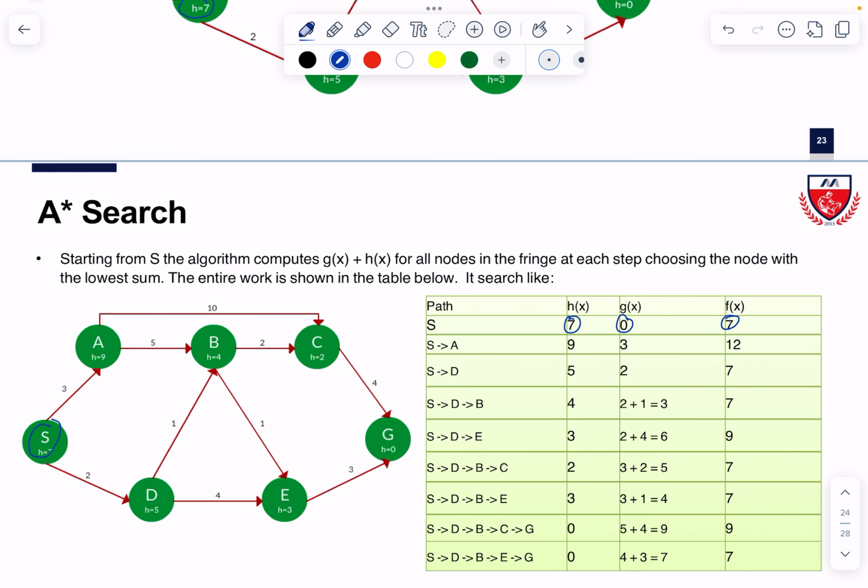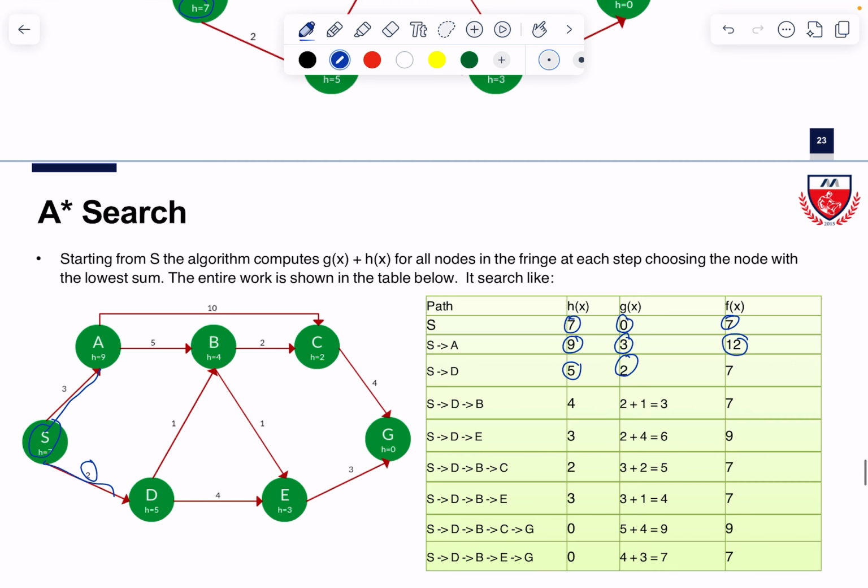Next, we would want to visit S to A. We have 3 as our cost from the initial state to A, right? And our heuristic there, our h of n, is 9. And if we add both, that becomes 12. If we compare it to another path, to the node D, which has a heuristic cost of 5 and a cost from the start of 2.